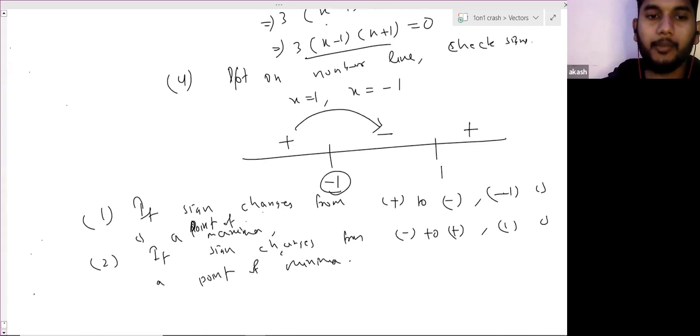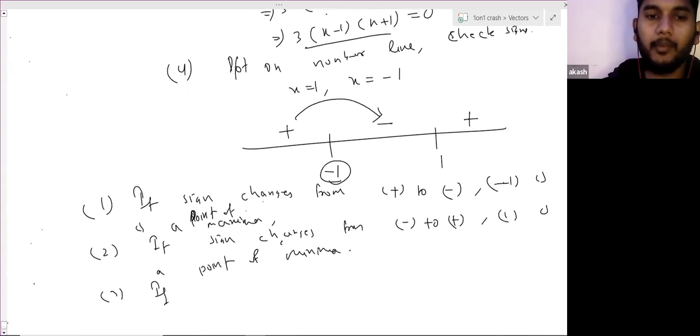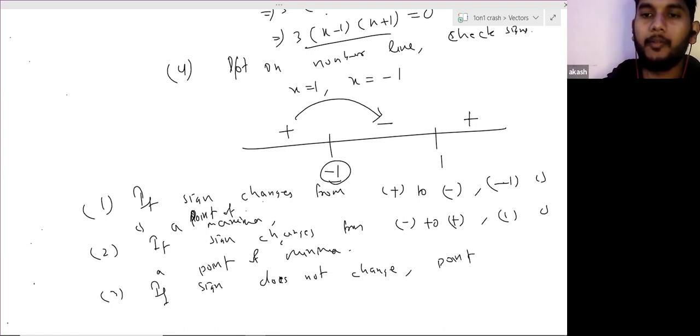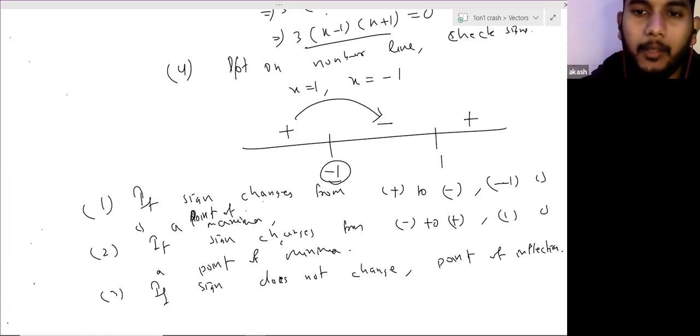There is a third point also. If sign does not change, point is a, it is a point of inflection. All right, I'm not going into a lot of theory. Just remember these few things, you'll be okay. Note it.